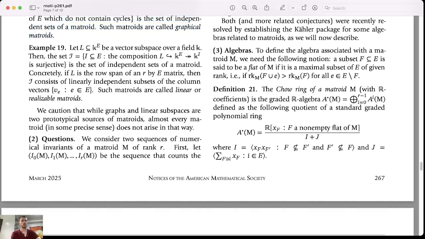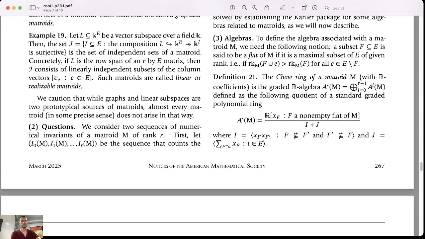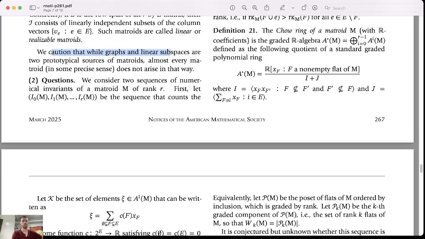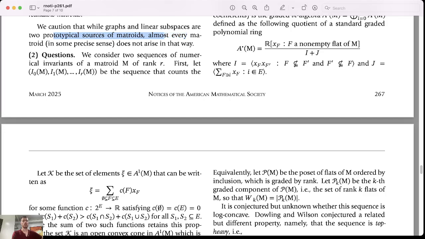Example: let L be a subset of K^E, a vector subspace over a field K. Then the set 𝓘 of subsets I of E such that the composition L into K^E into K^I is surjective is the set of independent sets of a matroid. Concretely, if L is the row span of an r by E matrix, then 𝓘 consists of linearly independent subsets of the column vectors v_i, i in E. Such matroids are called linear or realizable matroids. We caution that while graphs and linear subspaces are 2 prototypical sources of matroids, almost every matroid in some precise sense does not arise in this way.